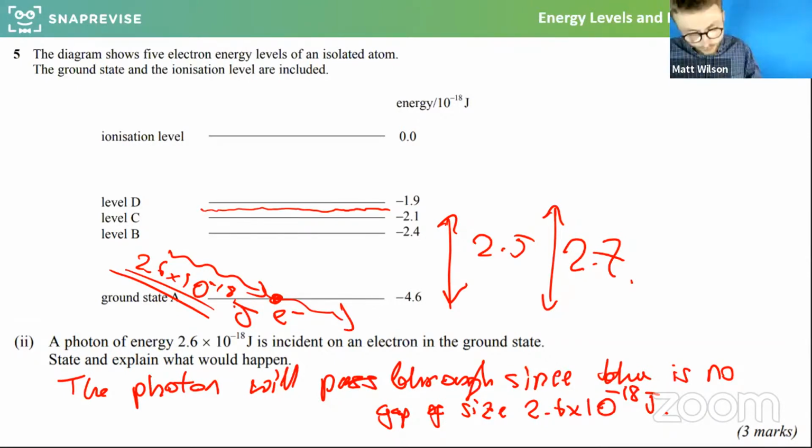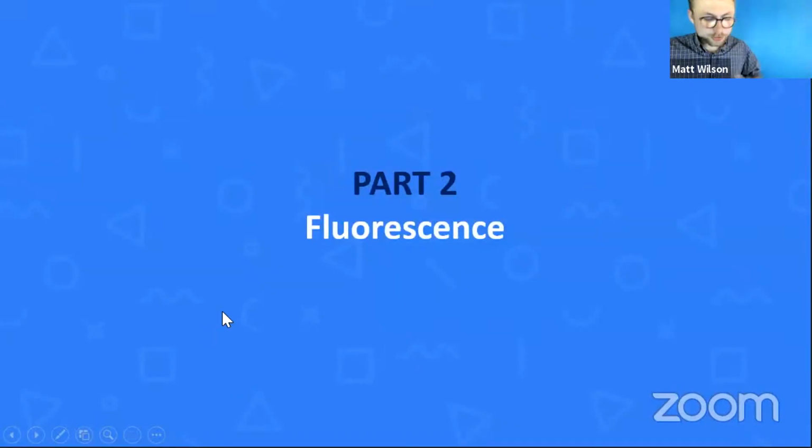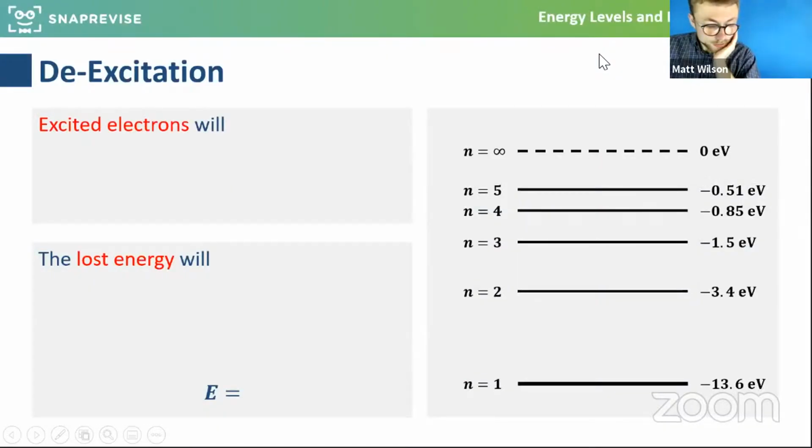Okay, so far, everything we've talked about involves moving up to higher energy levels, right? We're always talking about absorbing energy to go up to higher energy levels. This time, we're going to go the other way around and talk about emission, which is sometimes called fluorescence, which is also sometimes called de-excitation. So those are three different words.